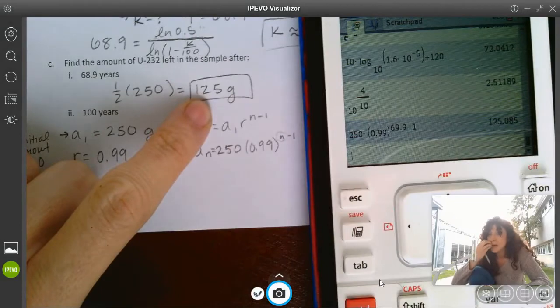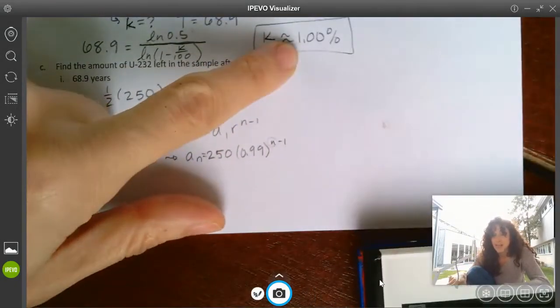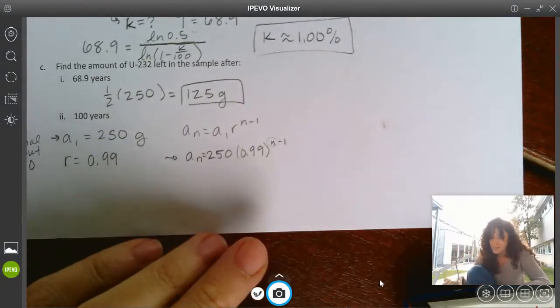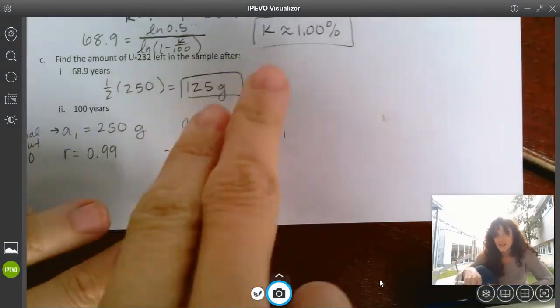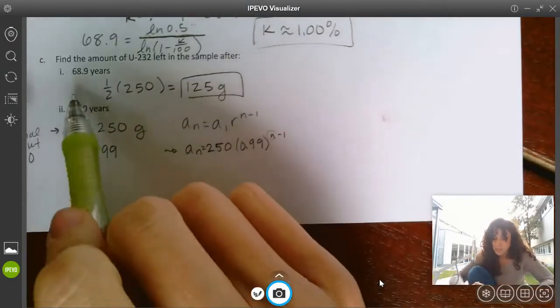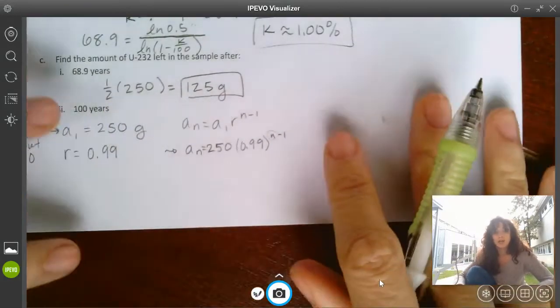So not exactly, because we've rounded 1%, right? So we've used a rounded value, so it doesn't give us exactly what it would be at that time, but you can see that that's giving us the same answer. So we've created a function that agrees with this. Okay, but we don't actually want to solve for 68.9 years later. We want to solve for 100 years later.